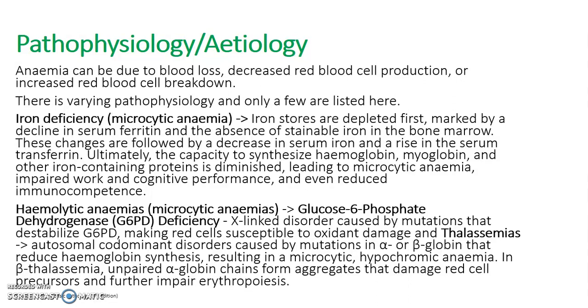You've got hemolytic anemias, which are both microcytic anemias. So you've got the G6PD deficiency, which is an X-linked disorder caused by mutations that make the red cells susceptible to oxidant damage. And you've got thalassemias. So again, that's a genetic condition. Ultimately, it's mutations in the alpha or beta globin, and it reduces hemoglobin synthesis and impairs further erythropoiesis, which is the production of the hormone from the kidneys.